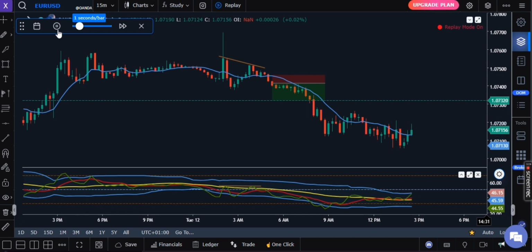So that's it for me, guys. That's it for today. The TDI hook strategy. I wanted to show you guys practically how it works. You can see how it is smooth and easy.